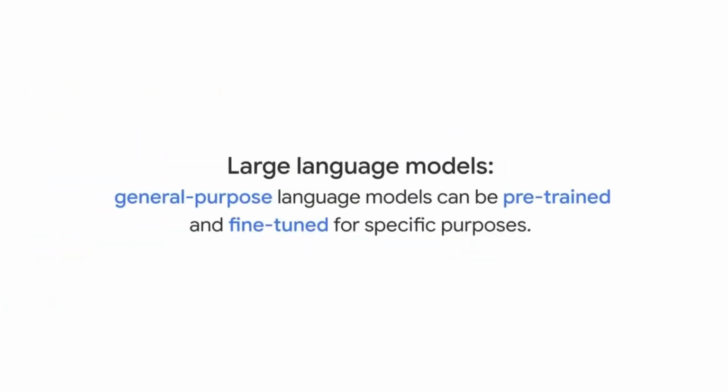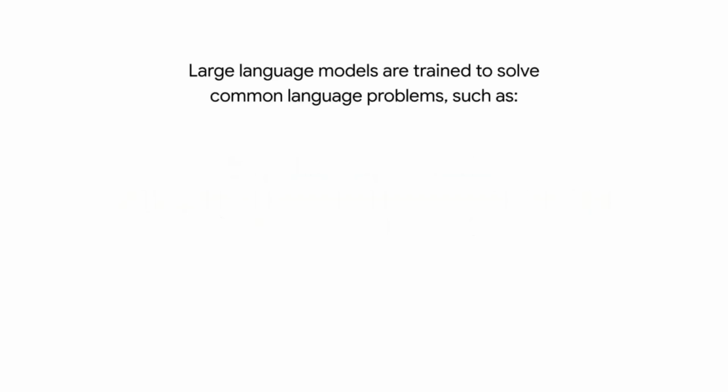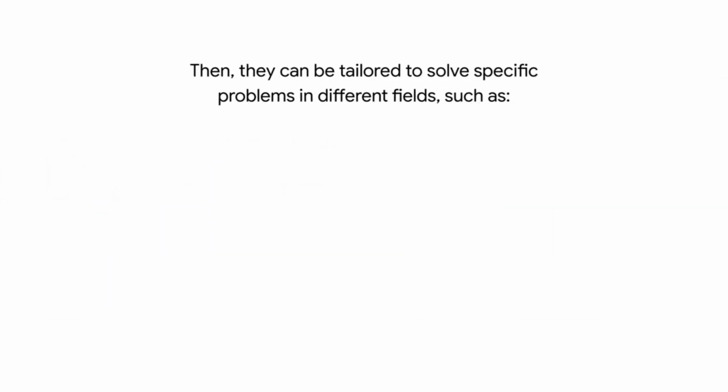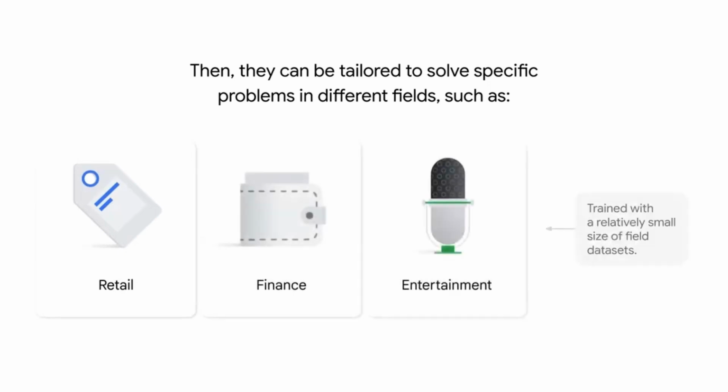A typical example are large language models, LLMs, which are general purpose and can be pre-trained and fine-tuned for specific purposes. LLMs are trained for general purposes to solve common language problems, such as text classification, question answering, document summarization, and text generation across industries. The models can then be tailored to solve specific problems in different fields, such as retail, finance, and entertainment, using a relatively small size of field datasets.